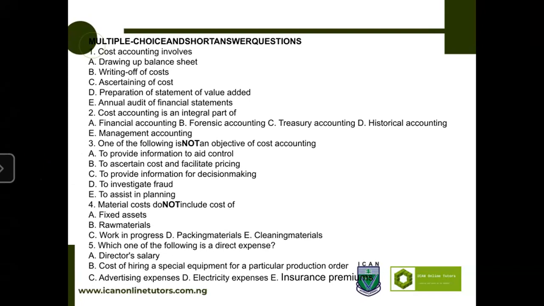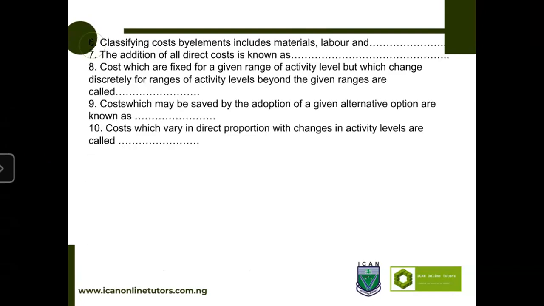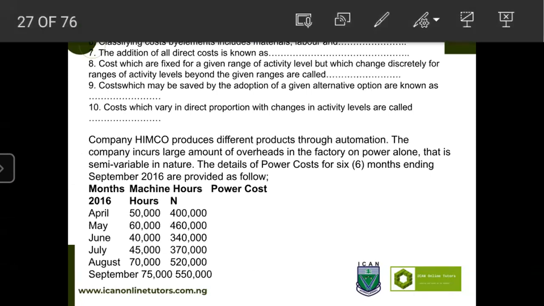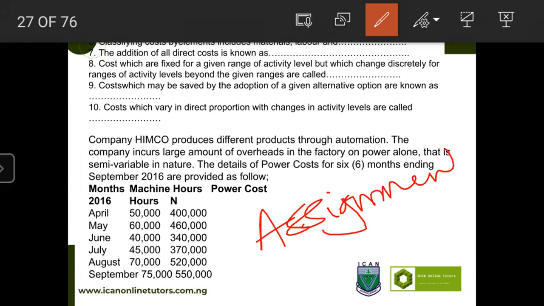That is how to actually solve for cost behaviors and analysis. I have some questions and answers for you here, but we shall continue from that. And this is a question for you just to practice. Okay, this is an assignment. Practice this assignment and submit it before the next class.